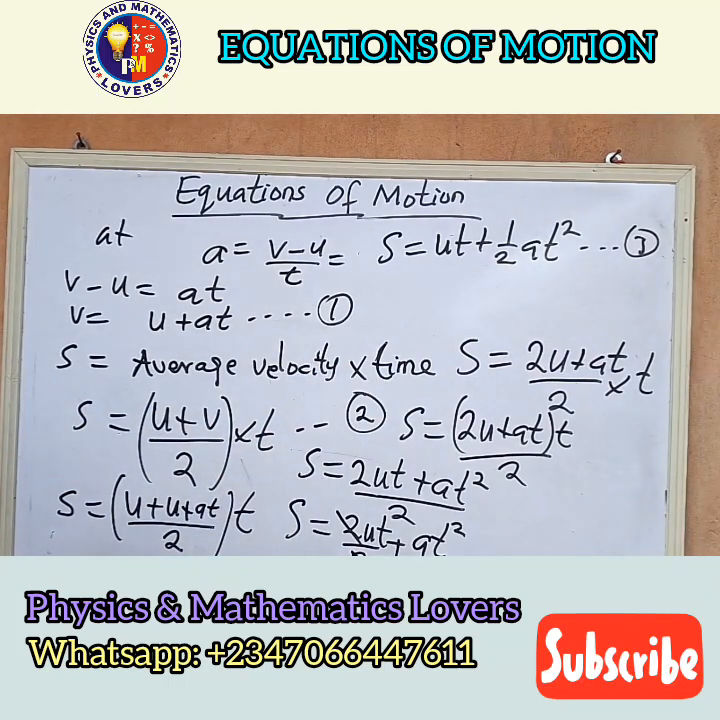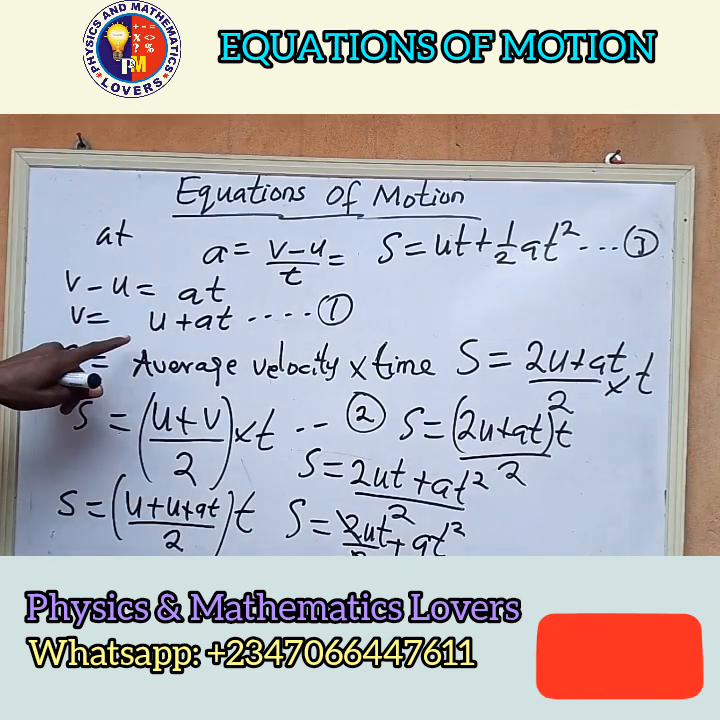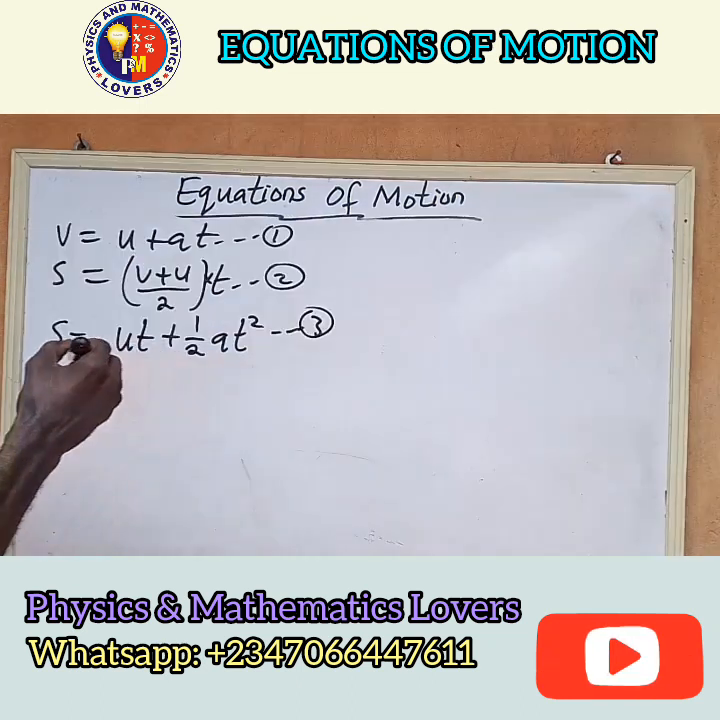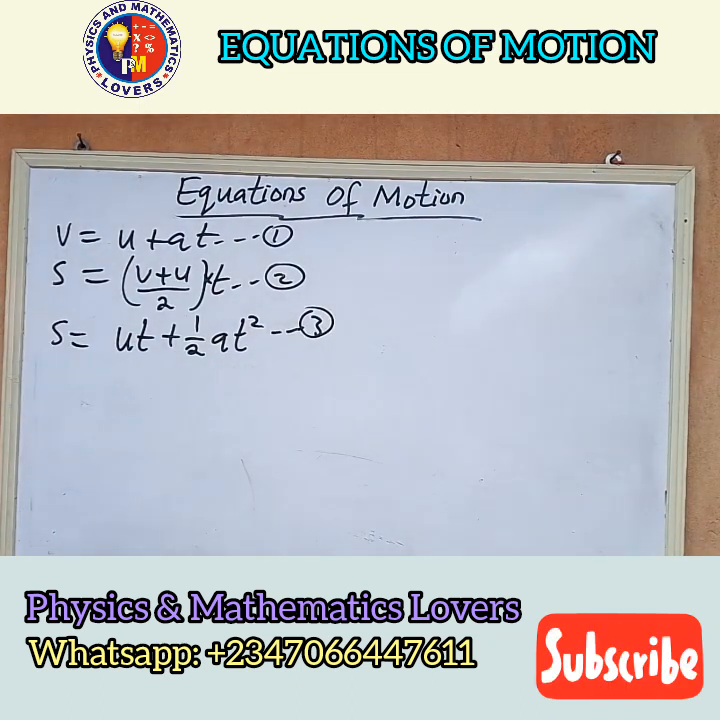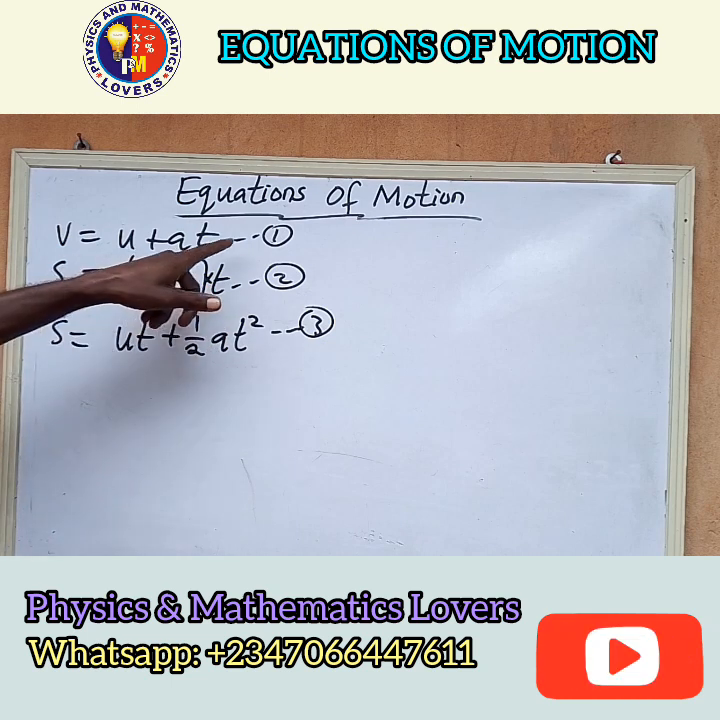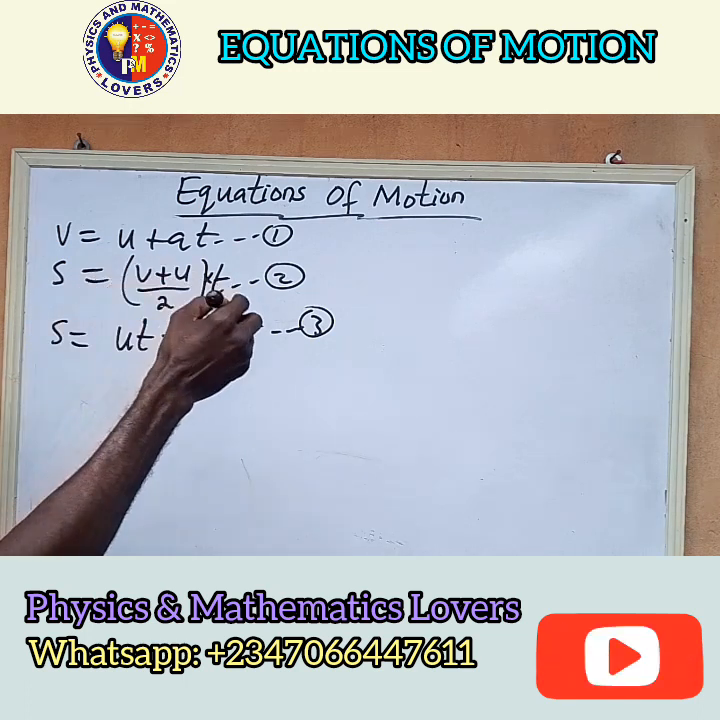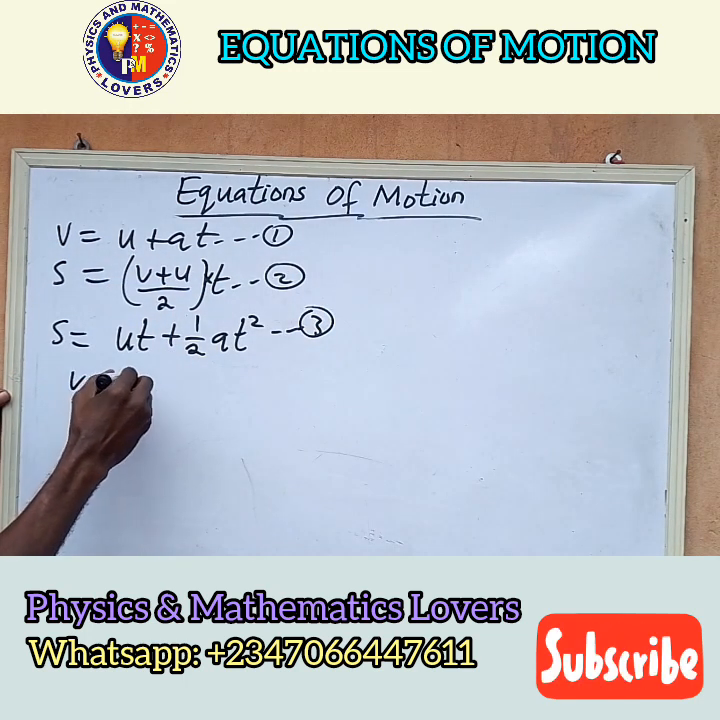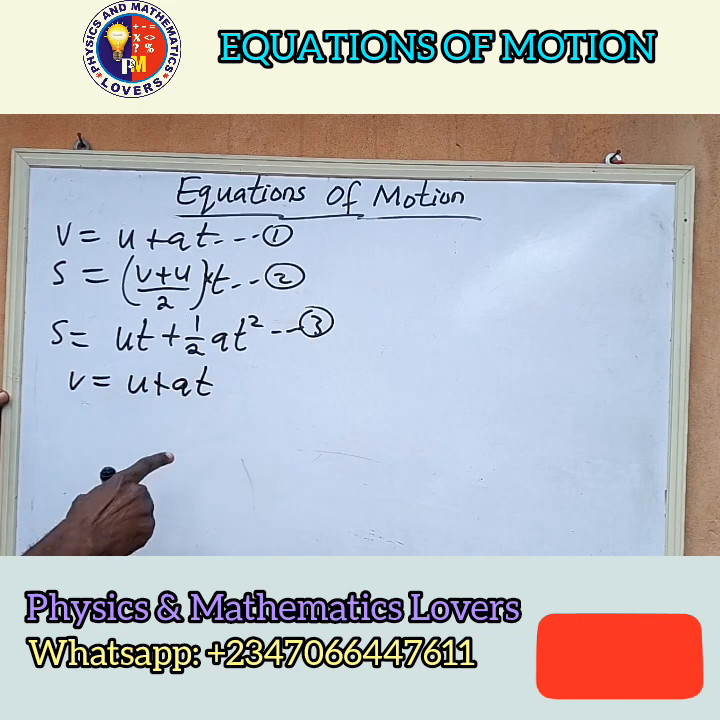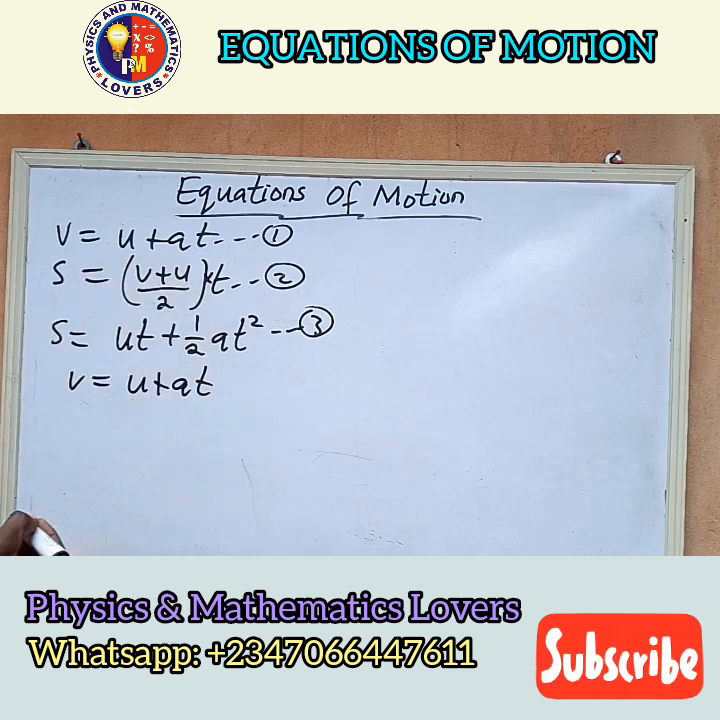So how do we get the last equation of motion? We can get it by substituting from the first. Let us prove the fourth equation. I am still going to make use of this to prove it. In our equation 1, let's consider making t the subject of the formula. So I have v equal to u plus at. Now let's make t the subject of the formula. If I plug it here, then I can get my fourth equation.